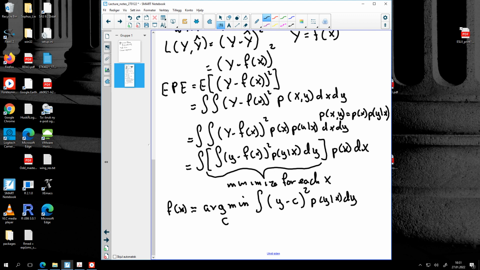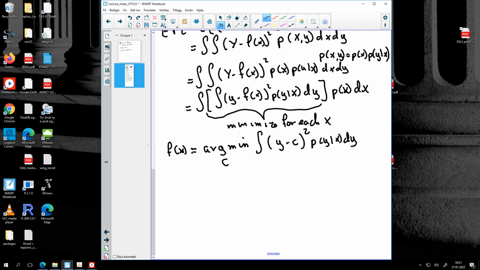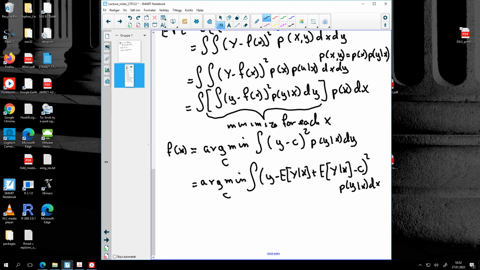Okay, but then how can we actually do this? Well, then we use a trick that we have used already, in that we can extract the expectation of y given x and add the expectation of y given x minus c squared, p of y given x dx.